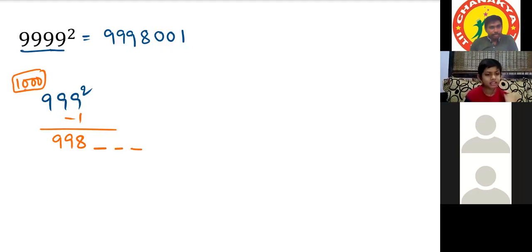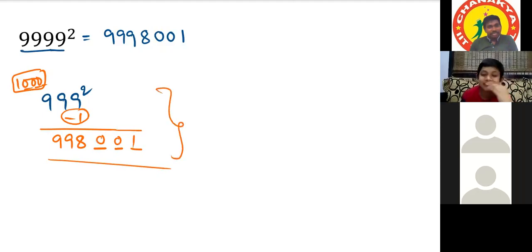After that, we need to reserve how many positions? Three. Because the base consists of 3 digits, 3 zeros, that's why 3. And those 3 digits should be filled by this 1 square. 1 square is nothing but 1. So 0 0 1. Understood? Okay. And we have even reduced this process like this.